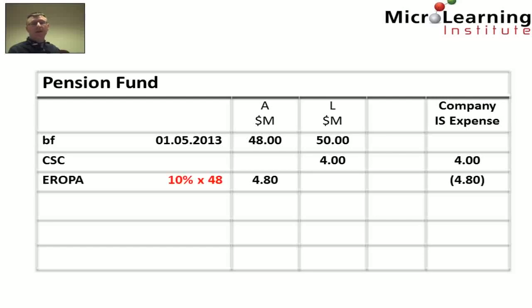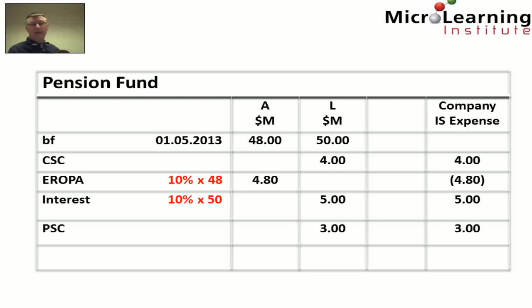We also have an expected return on the plan assets of 10%. So 10% of the assets of 48 will give us an income of $4.8 million, which of course is treated as an asset in the fund and is also treated as a reduction in expenses in relation to the pension through the income statement. Next up, we have interest on the liabilities at 10%, which again is treated as an addition to our liabilities in the fund and is also treated as an expense in the income statement.